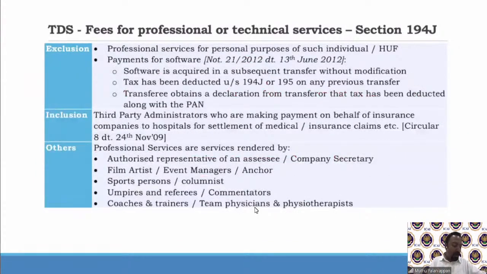So moving on, if you want to understand the exclusions, it is basically professional services for personal purposes. If it is for personal reasons, similar to what we discussed in 194C, it is not applicable. Payments for software, where software is acquired in a subsequent transfer without modification, and tax has been deducted under section 194J or 194I, and the transferee obtains a declaration and reports with PAN.